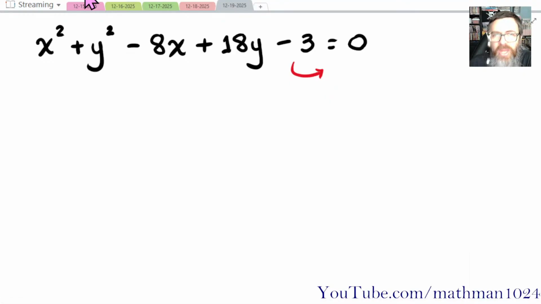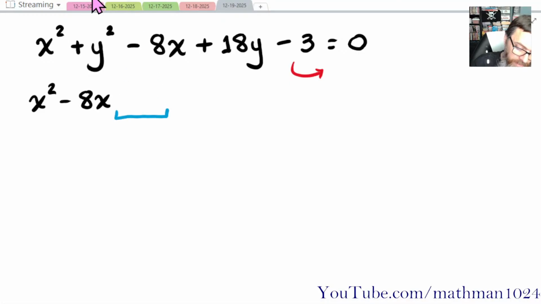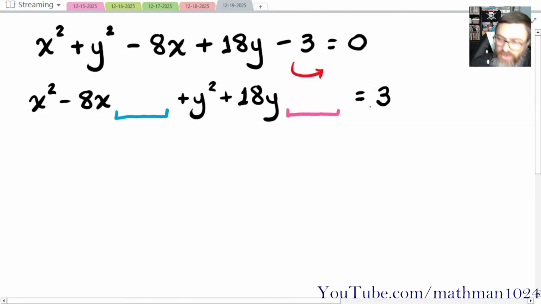And while you're doing that, I want you to rearrange these variable terms so they go together. Meaning, I'm going to put x squared and minus 8x together, and I want you to leave a gap, and then we bring down the plus y squared plus 18y, and leave a gap there, and then we have the positive 3 on the other side. So we're setting this up so that we can complete the square.